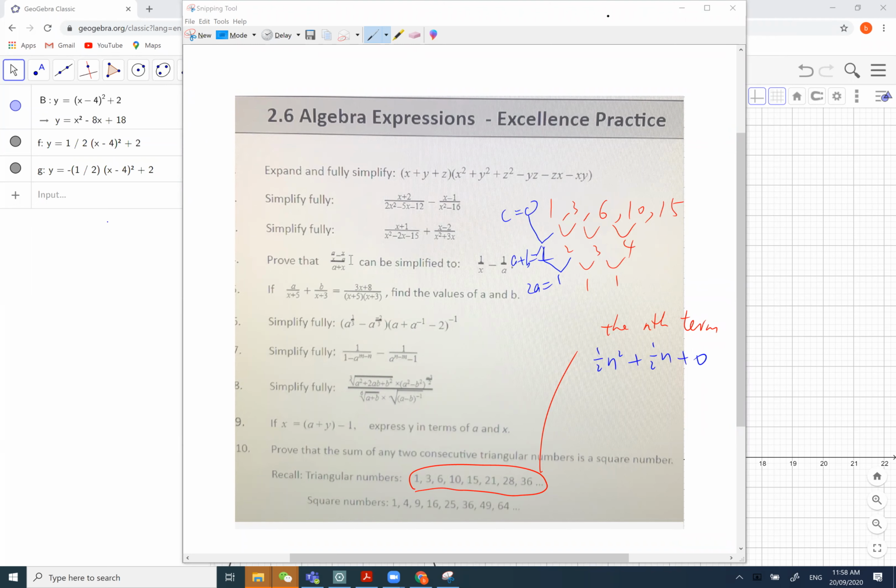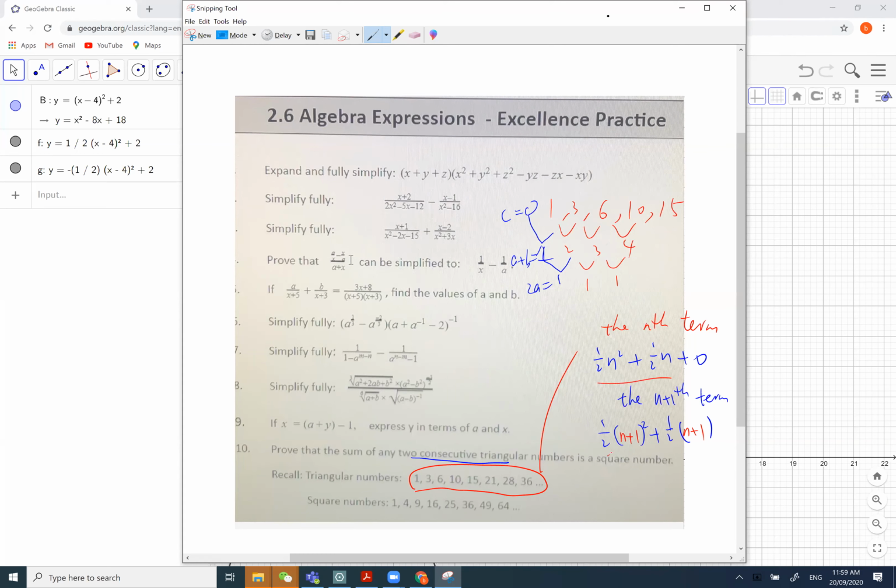Good, Mike. But the question mentioned consecutive term. This is the nth one. The consecutive will be the n plus one. How we find this one? That means you change n to n plus one. You got the next term.